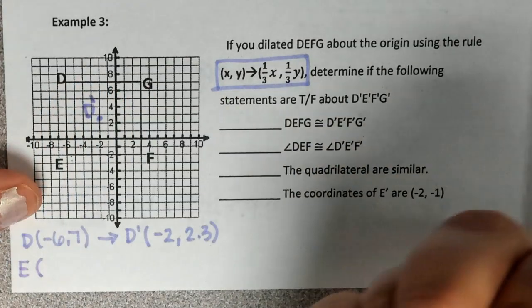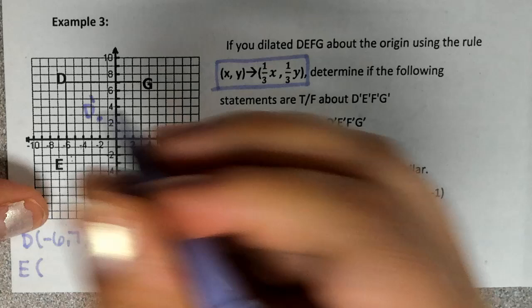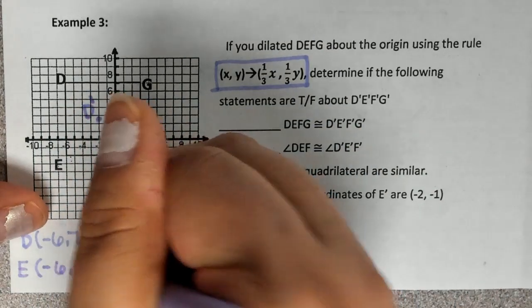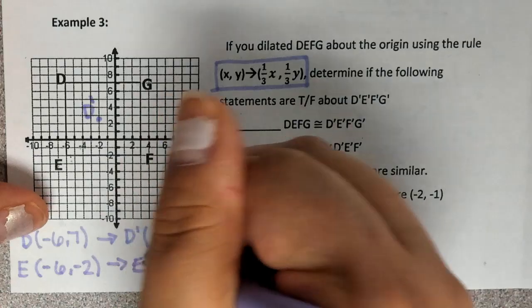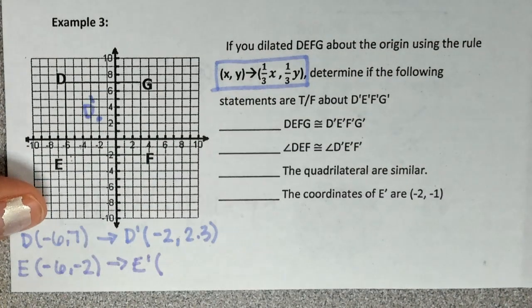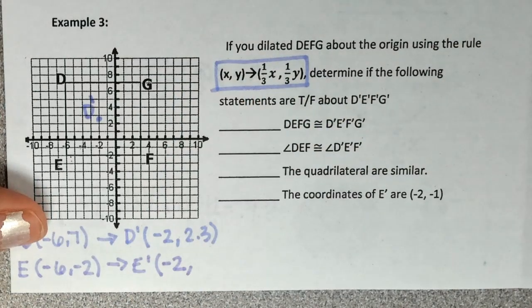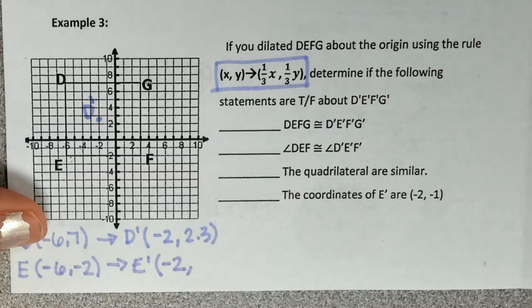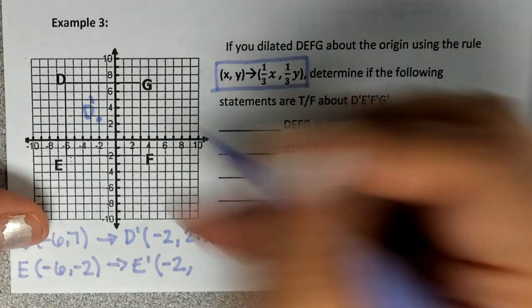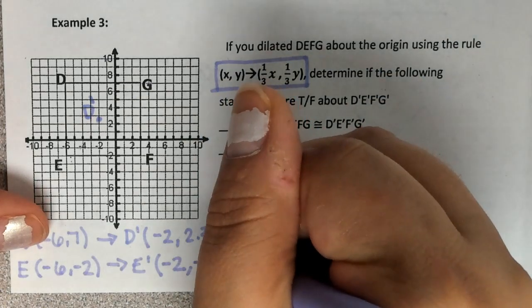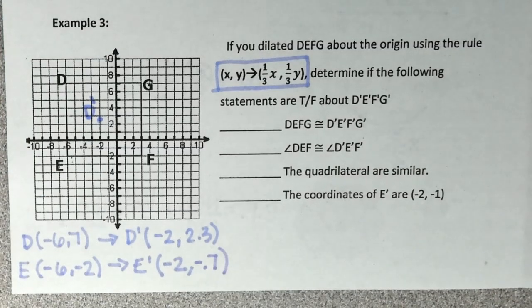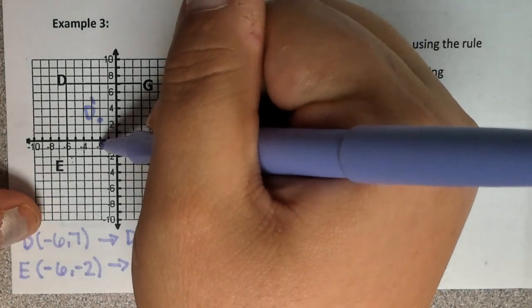E, where is E at? -6, -2. If I multiply both of those by 1/3, -6 times 1/3 is -2. What is -2 times 1/3? 2/3 or -0.6. Well, technically it rounds to 7. Goodness gracious. It's just playing with us at this point, isn't it? That's E prime.